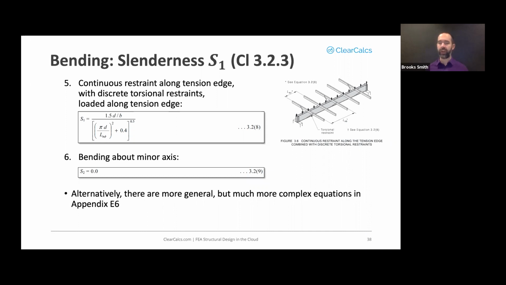If you have any other type of situation, there are more general equations given in Appendix E6, but those are much more complex equations. They can sometimes be a little bit more conservative. So if you're trying to squeeze every last bit of capacity out of your timber, then you can refer to Appendix E6 and do the longer equations there. But it's, again, generally not worth it and requires some more inputs, some more parameters to consider. So generally, you don't need to do that when you are designing timber.